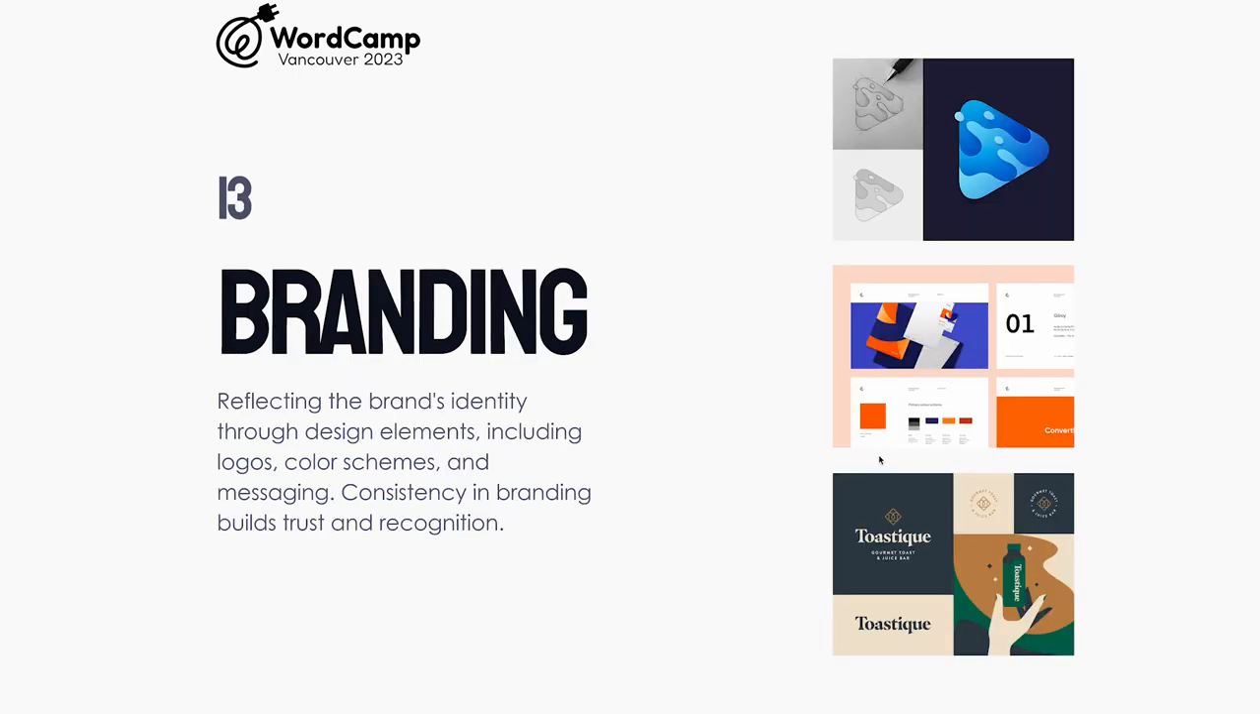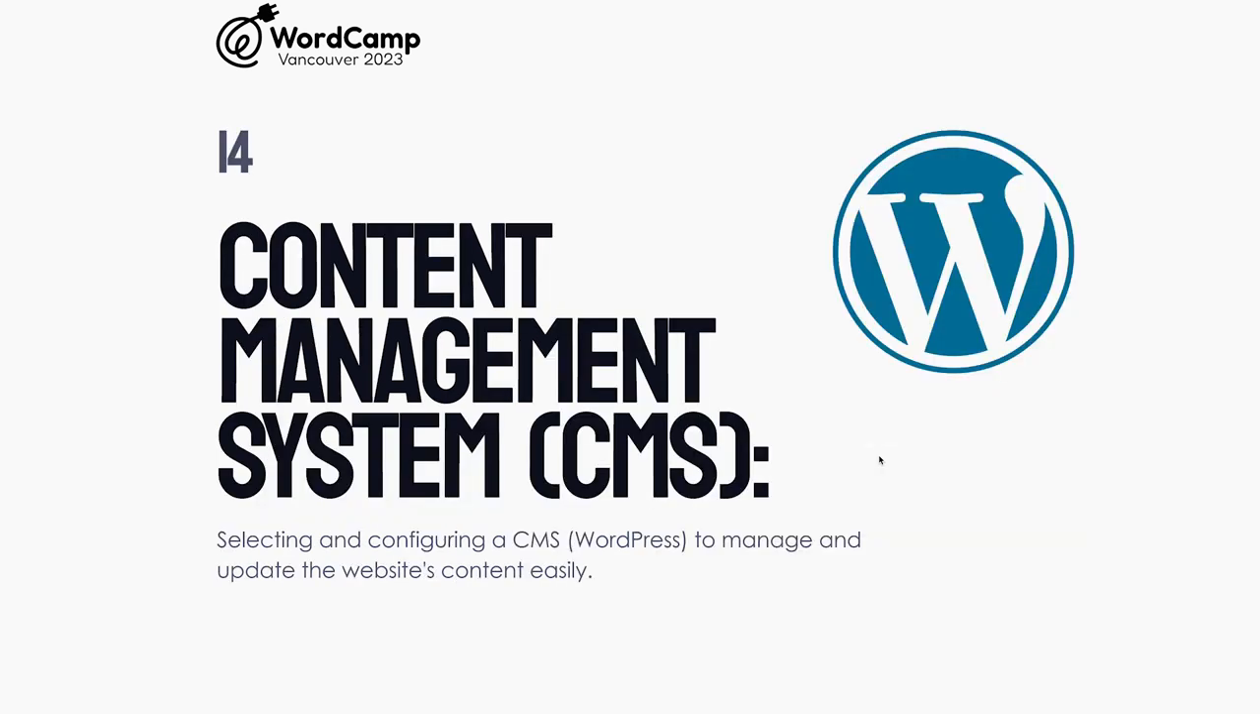Number 13, branding. Reflecting the brand's identity through design elements, including logos, color schemes, and messaging. Consistency in branding builds trust and recognition. Number 14, Content Management System or CMS. Selecting and configuring a CMS, obviously WordPress, to manage and update the website's content easily.